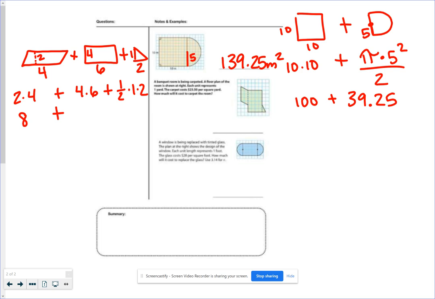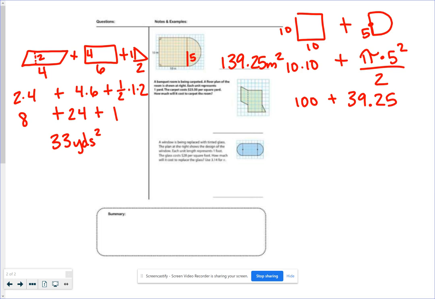6 times 4 is 24. Plus half of 2 is 1 times 1 is just 1. Now if we add all of those together, 8 plus 24 is 32 plus 1 is 33. Now, what's our label? It is yards squared.